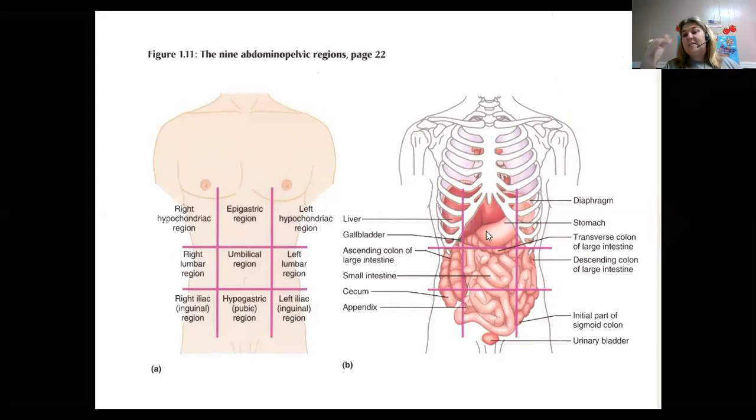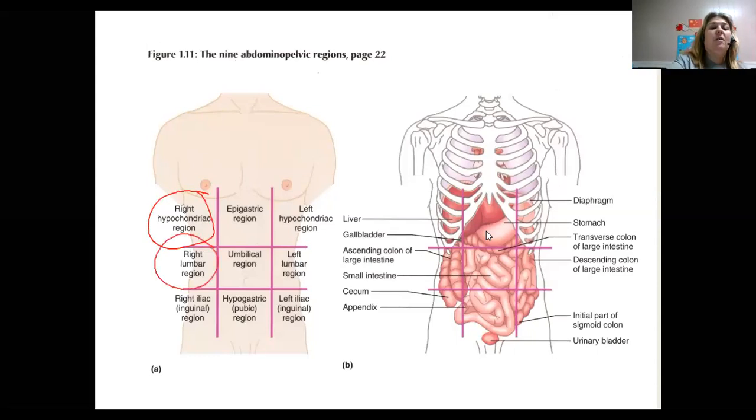So each one of these regions in this cavity has been given a name. You'll notice over here on this side, we have the right hypochondriac region. Then it's the right lumbar region, and then the right iliac region. This side right here is the exact same thing, but it's left.